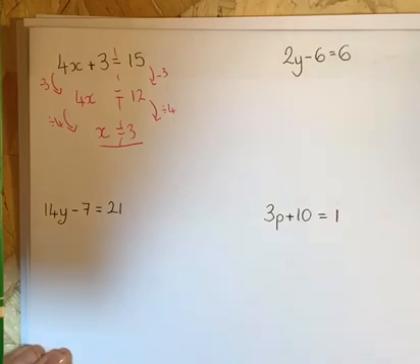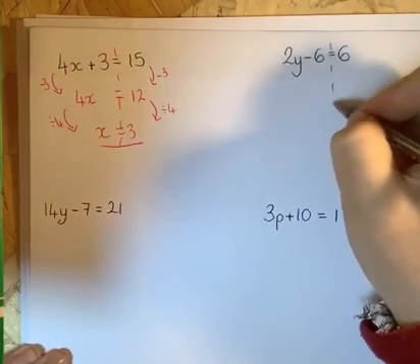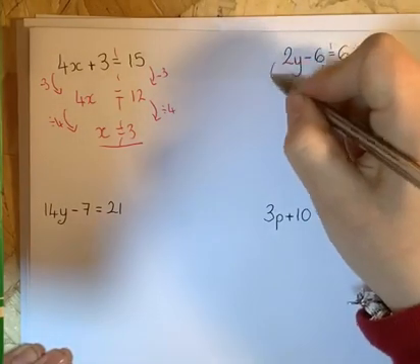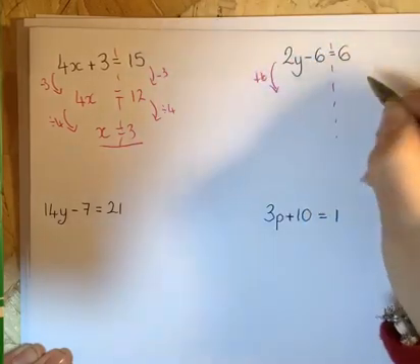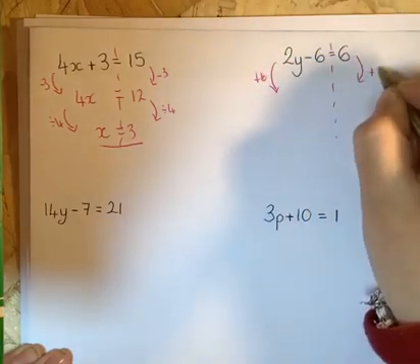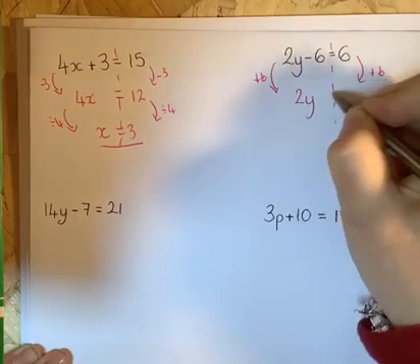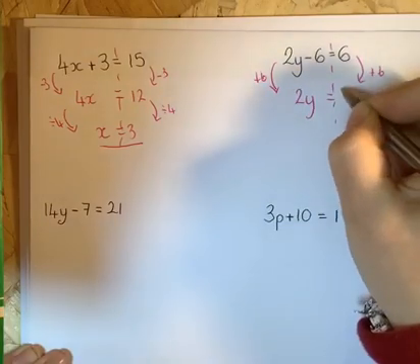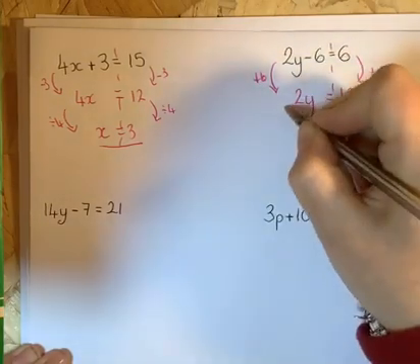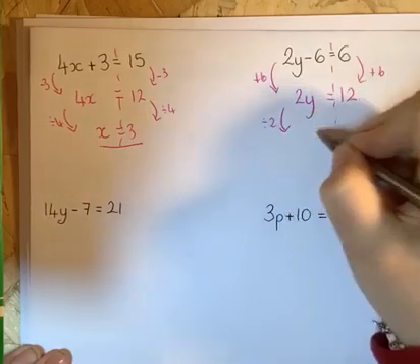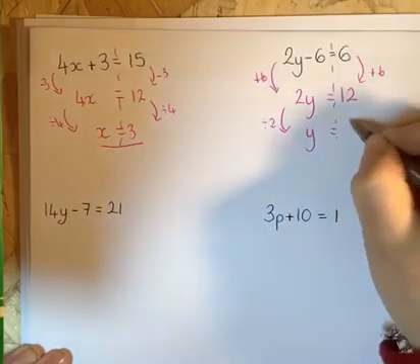This next one then, okay, so equal sign in line, we're going to add 6. Remember we need to add 6 to both sides, so 2y equals 6 add 6, which is 12, and then divide by 2, so y equals 6.